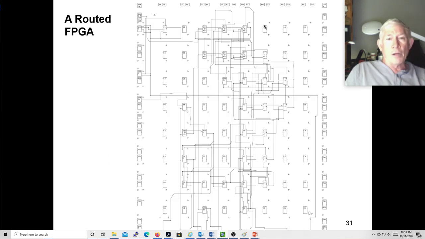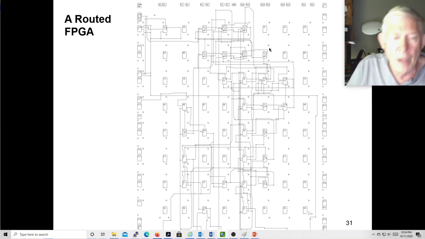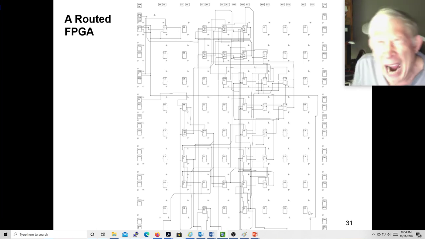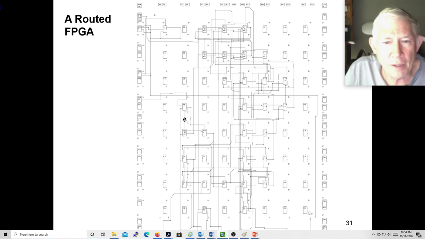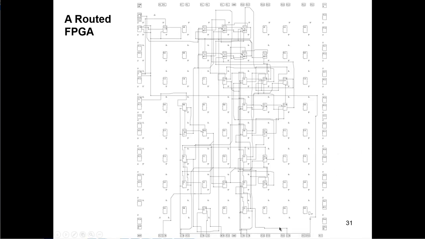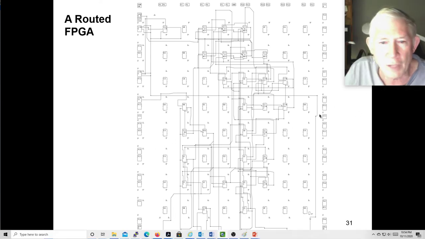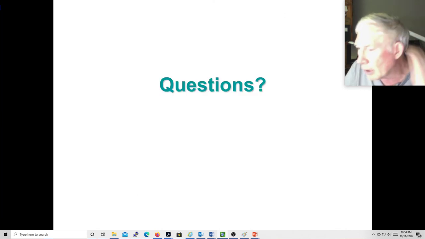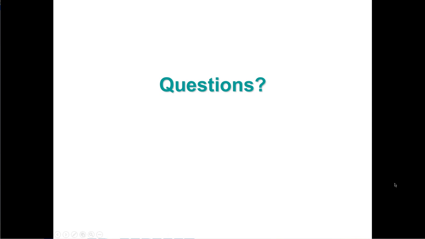So here's a routed FPGA. These are the functional blocks, and here is how the interconnects have been routed around. You can imagine that some of these are quite long paths. You can see this one starts over here, goes all the way here, all the way there, and down to there, and then runs back up in here somewhere. So some of these can be quite long, and that can definitely start to affect timing. All right, so that pretty well completes the second part. Let me just stop with that.